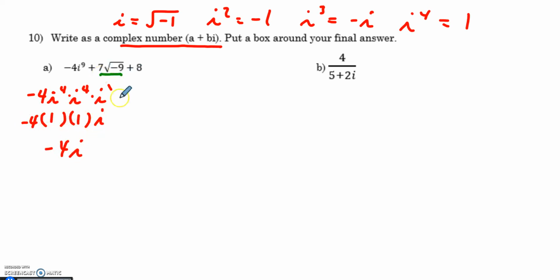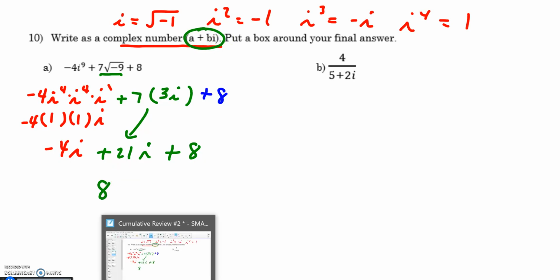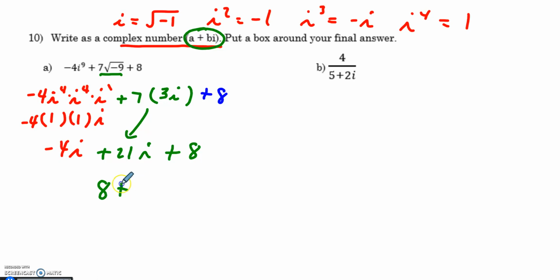If I look at the second part, plus 7 times, not adding. I remember on the test some of you said this was adding, but this is multiplied by the square root of negative 9, which is imaginary 3i, and then finally plus 8. So I really have negative 4i plus 21i plus 8. If I want to write my answer as a complex number, a plus bi, the real part 8 goes first, and then the 21 minus 4 combines as like terms to get plus 17i. So my answer as a plus bi is 8 plus 17i.